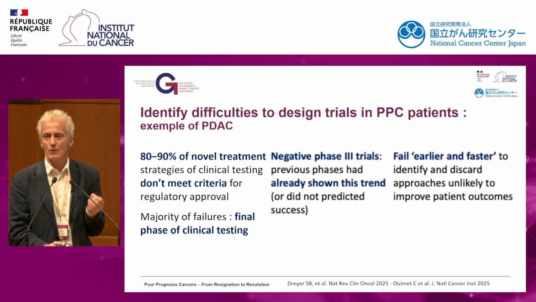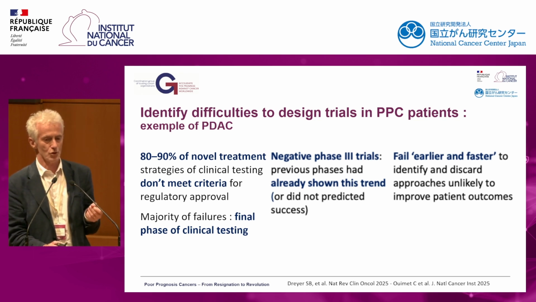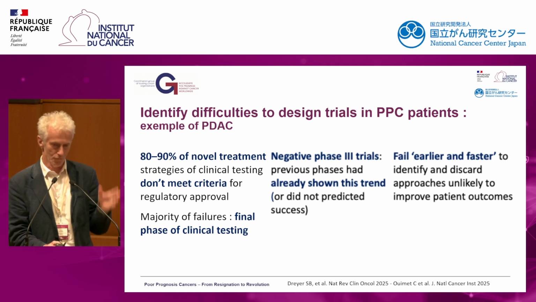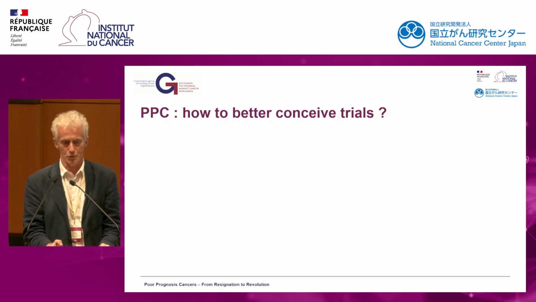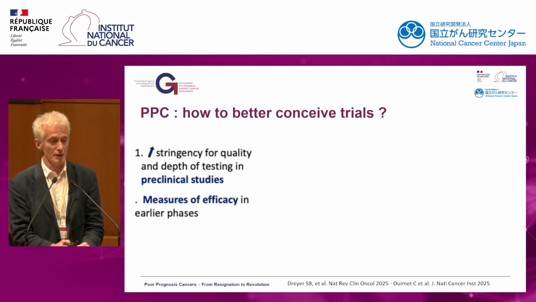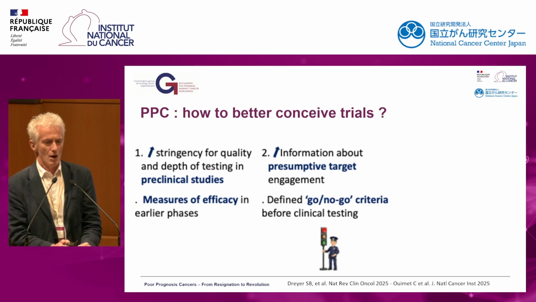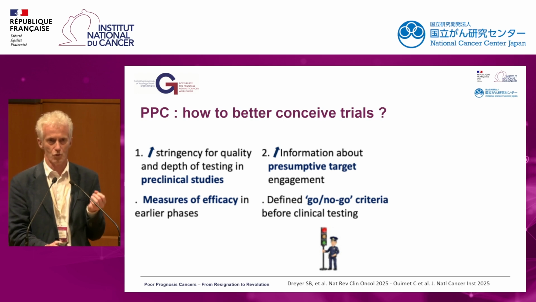And maybe it's better to fail earlier and faster to identify and describe this approach rather than go forward in a phase 3 trial with a lot of patients and be sure of failure for the future. We have to increase the stringency for quality and depth of testing in preclinical studies and measures of efficacy in earlier phases. This is not enough now. We have to increase information about presumptive targets and define more carefully go and no-go criteria before clinical testing.